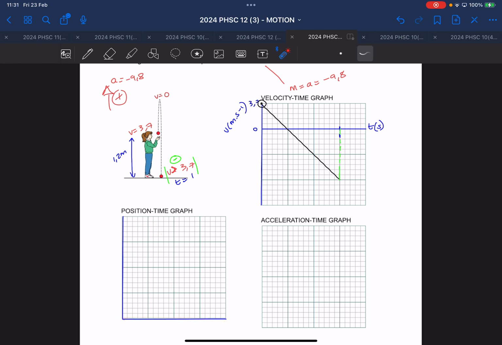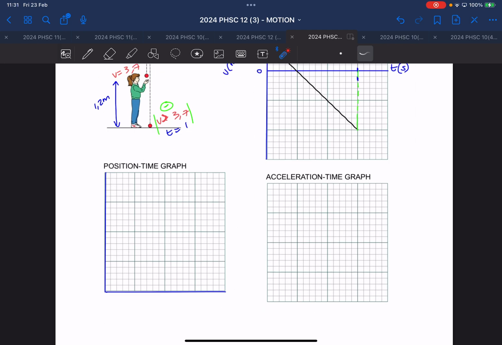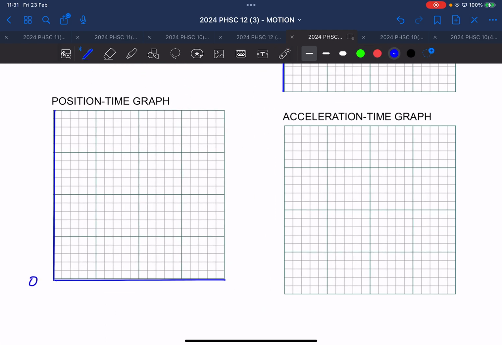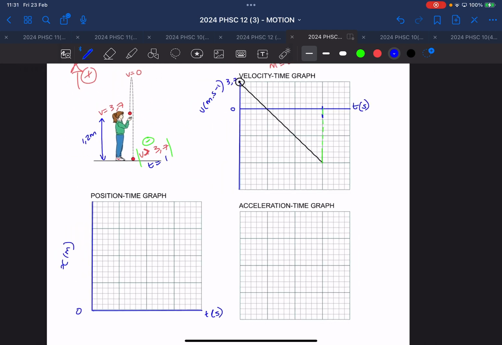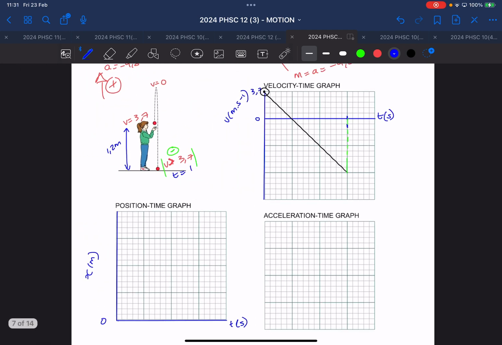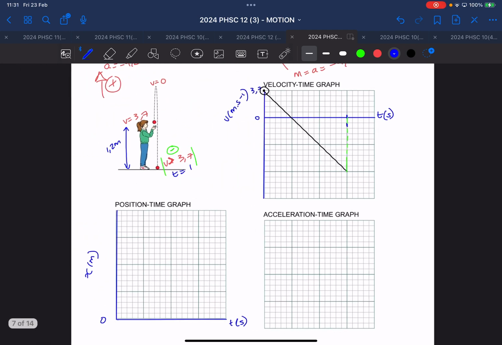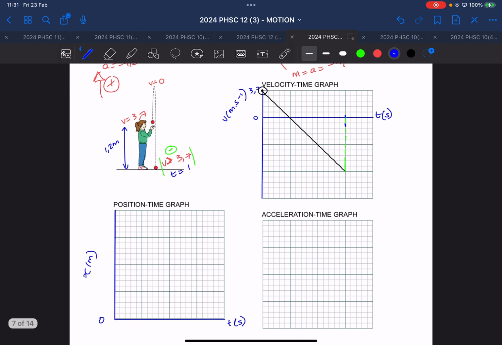Would they tell us what graph to draw? Yes. Okay, again, we do not have a lot of information. We have the goal is 1.2 meters, so we know we should start at 1.2 meters. And it says it ends at 1 second, so we end at 1 second.